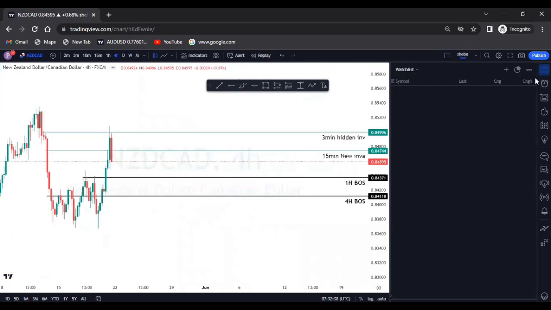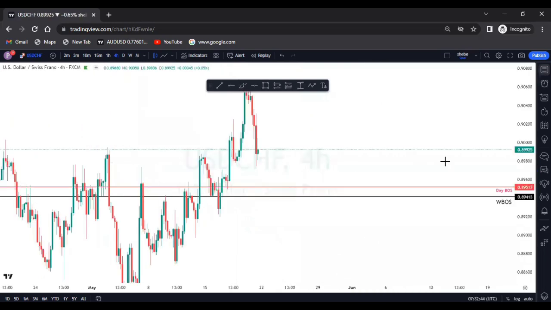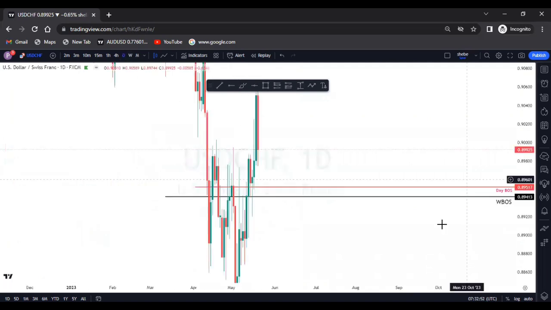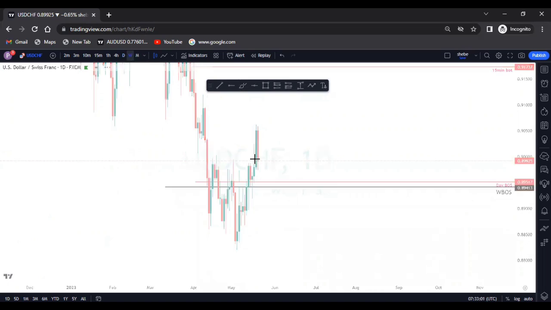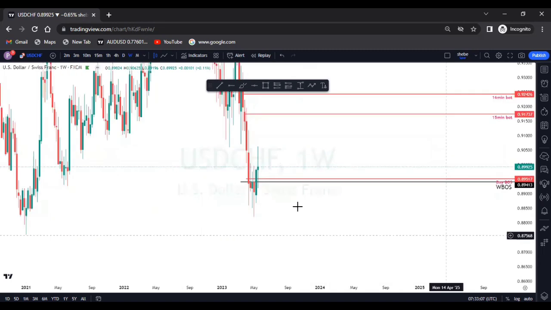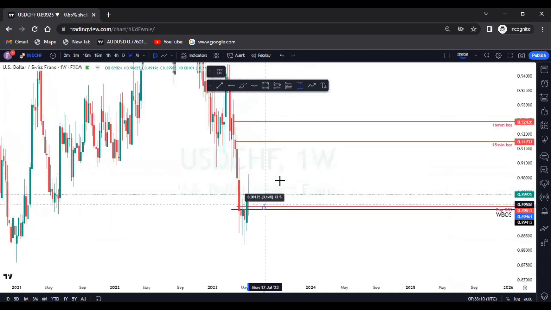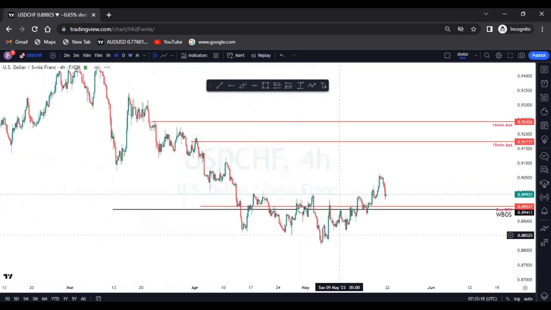Also, if you look at another pair like USD CHF, I mean, look just a little bit at the daily time frame, how it is. If you come to the daily time frame, you see we also have a recent break of structure here. Also, on the weekly time frame, you see that there is a recent break, and we're expecting to take a buy trade until around this point here.